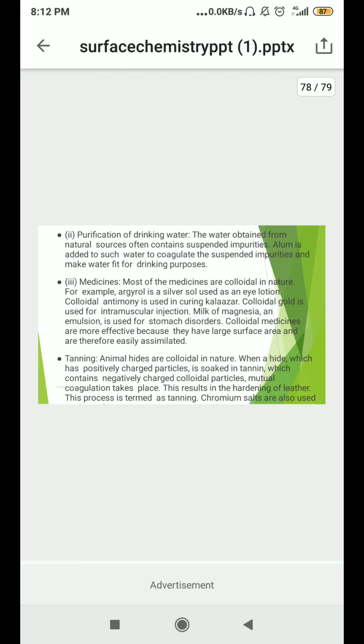Third one is what I have written over here, tanning. Animal hides are colloidal in nature. When a hide which has positively charged particles is soaked in tannin, which contains a lot of negatively charged colloidal particles, this results in the hardening of the leather. This process is known as tanning. Chromium salts are also used for it.